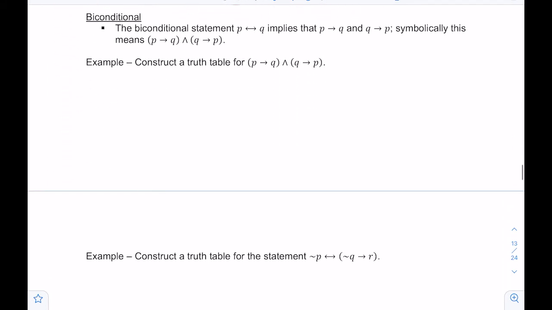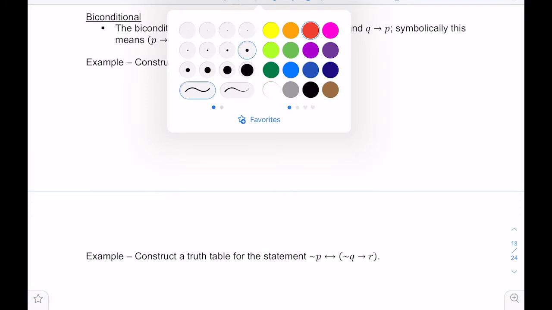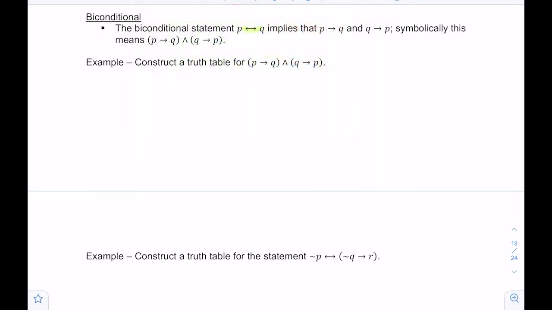Now let's look at biconditionals. Biconditionals are if and only if. And in this case, we use the double arrow. So this says P if and only if Q, which implies that if P then Q and if Q then P. So remember, it has to work both ways.